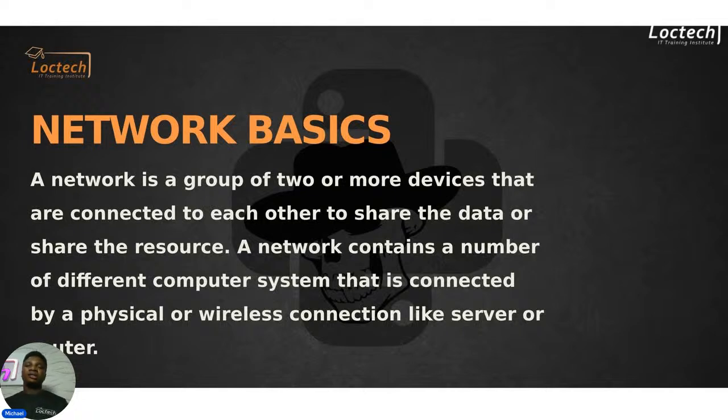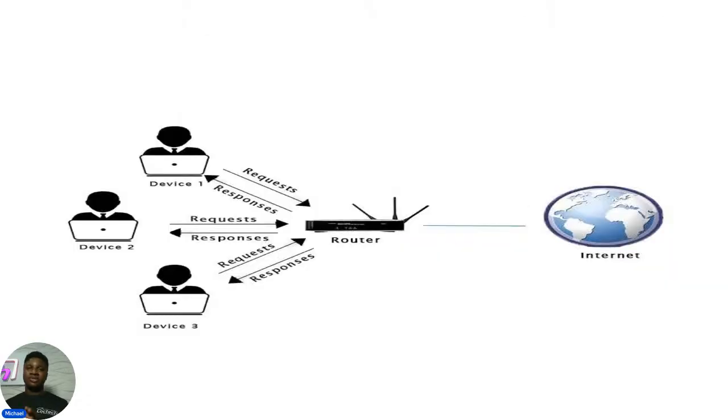Okay, so basically a network contains a number of different computer systems or devices that are physically or wirelessly connected, for instance, like a server or a router. So this is essentially what a network is: you bringing together several computer devices, and it can be, let's say, a router, a switch, a PC. And I think I have a diagram that best describes that.